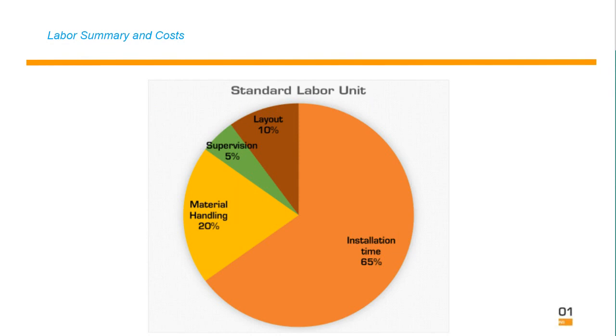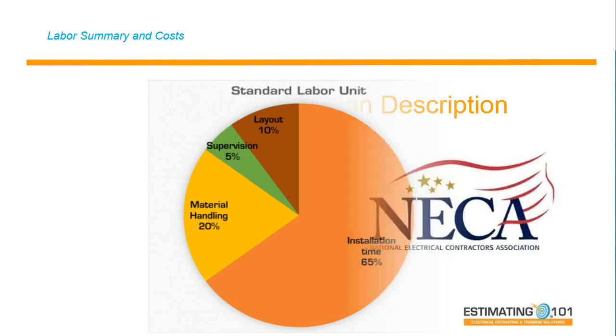65% of a labor unit is installation time. 20% is material handling, 5% is supervision. Now this 5% supervision is the worker interacting with supervision. This is not supervision, non-working foreman or foreman time. This is the worker interacting with the supervision, and then 10% for layout. So that is understanding the labor units.